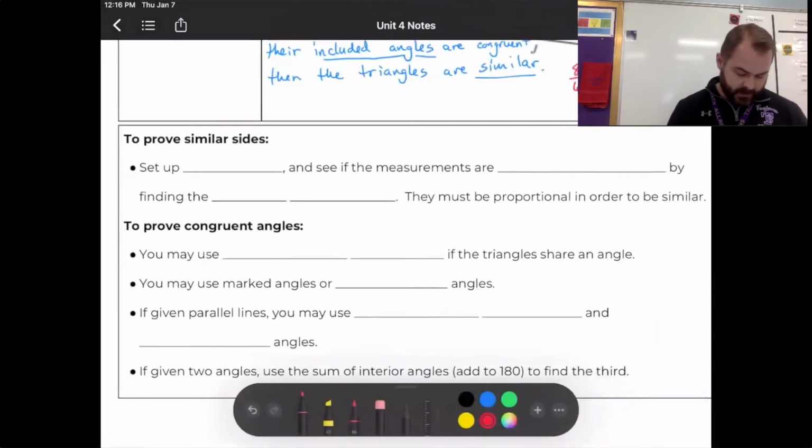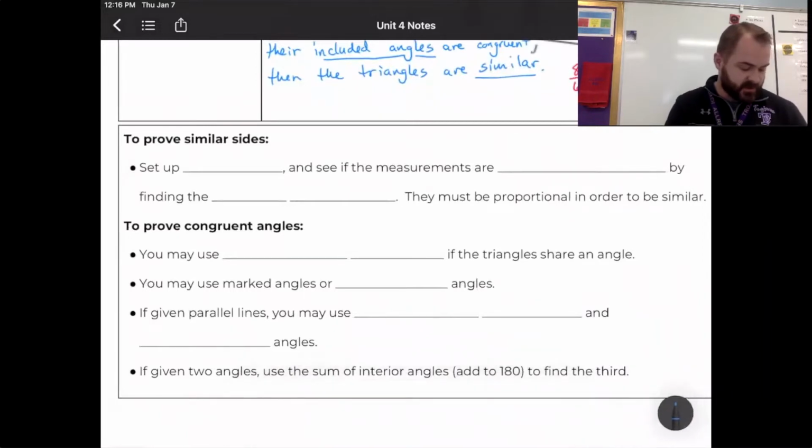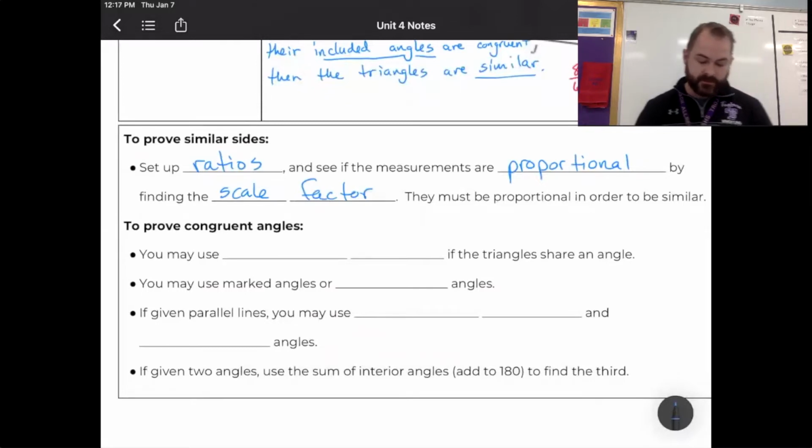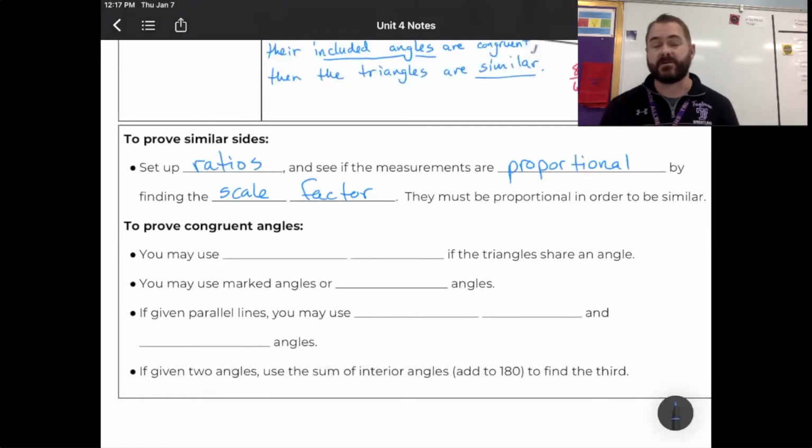Okay. Actually, the first word is ratios. We're going to set up ratios of corresponding sides to see if the measurements are proportional by finding the scale factor. They must be proportional in order to be similar for comparing sides. But to prove angles are congruent, there's a lot of different ways we could do that.